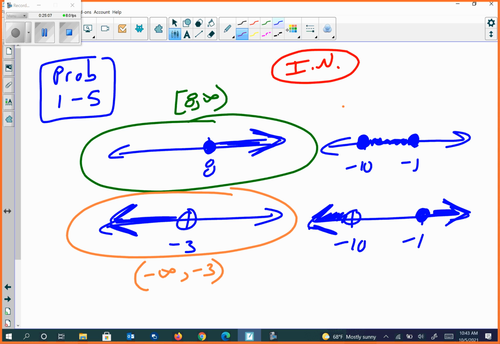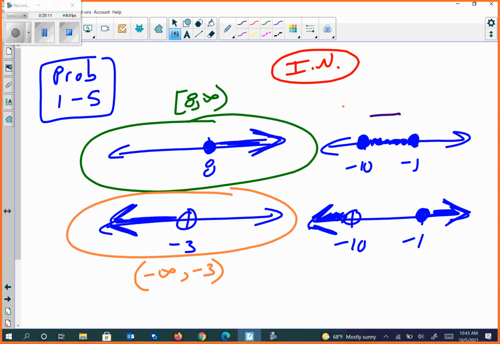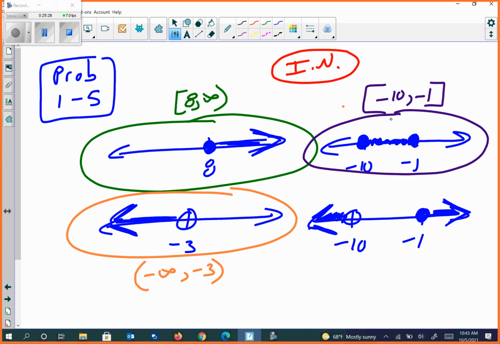What about on this one? Any ideas? Negative 10 to negative 1. And what? Hard bracket on both. Excellent job. Hard bracket because they were both solid dots. If one was an open dot, it would have a soft bracket on that one.